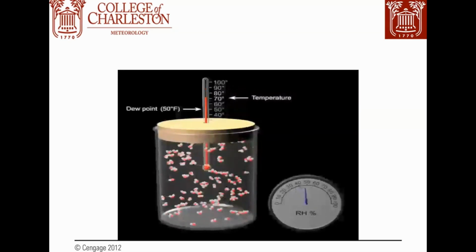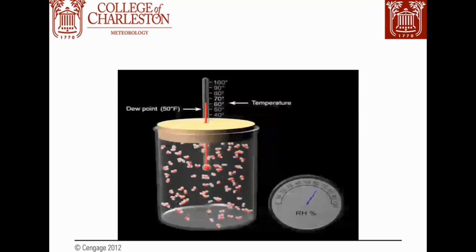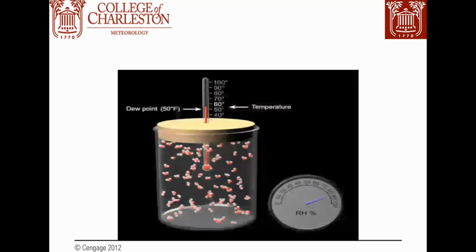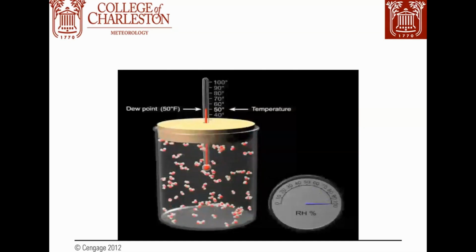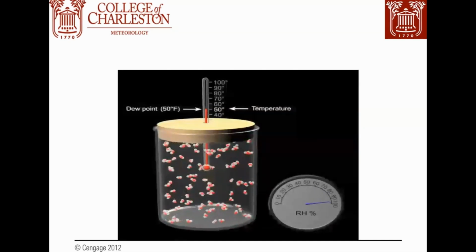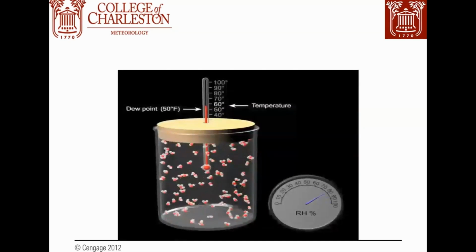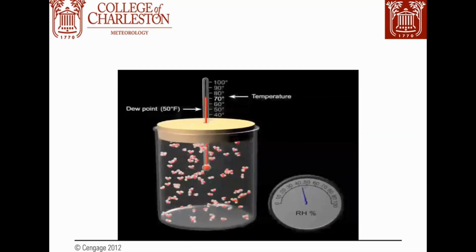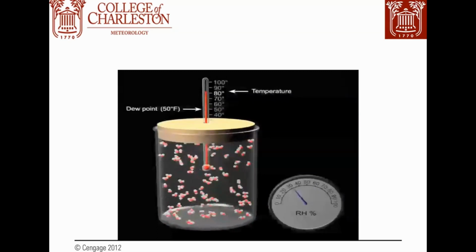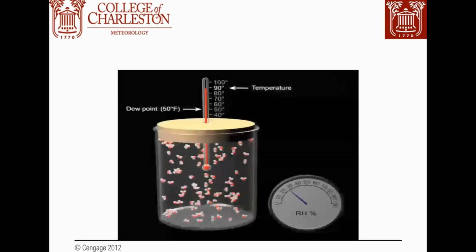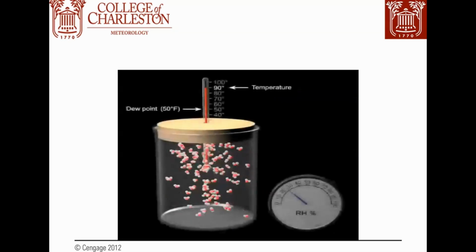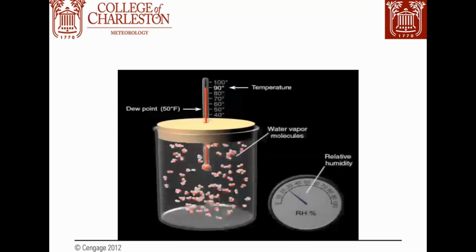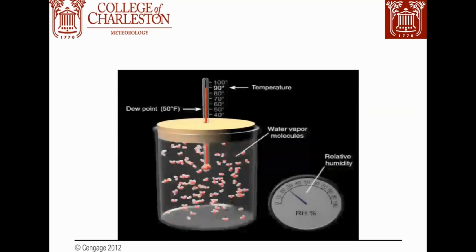So relative humidity is meant to give you a combined measurement of two things: the amount of water vapor or the moisture content within the air, but it's also meant to give you a sense of how close the air is to being saturated. And the main point here is to see that saturation occurs when the relative humidity is about 100%.